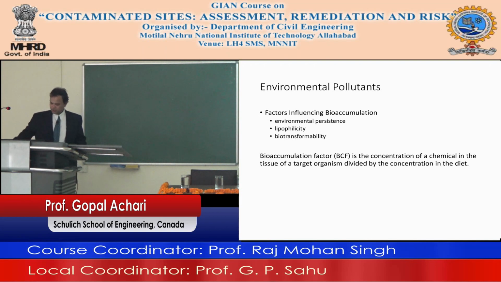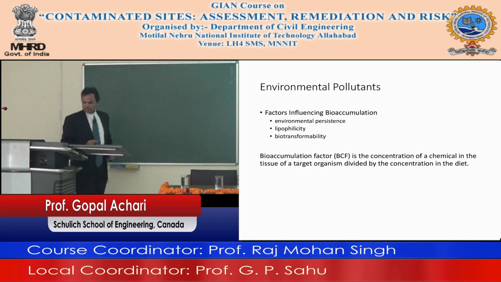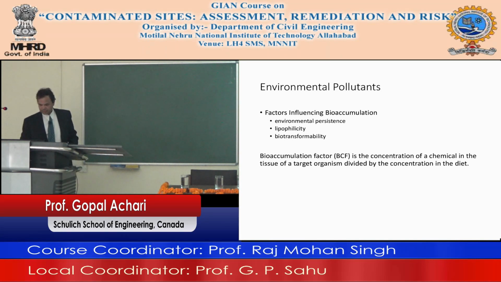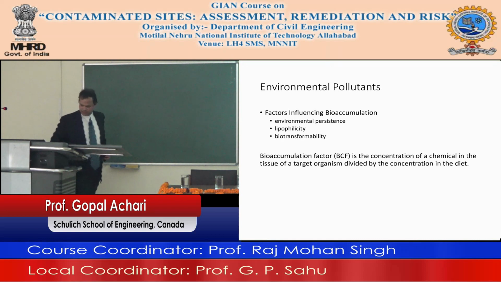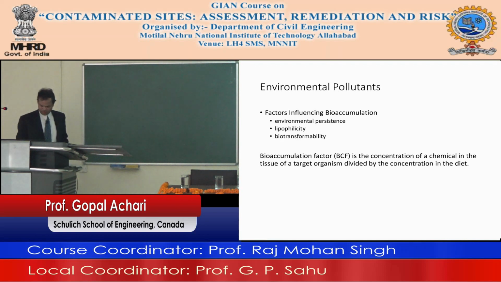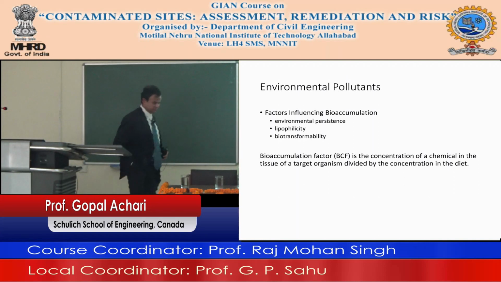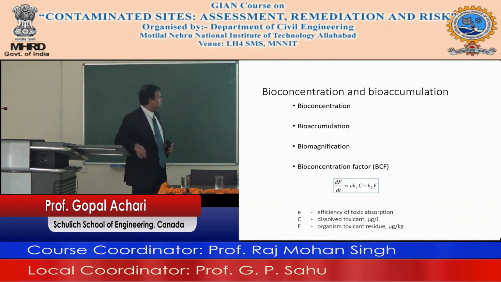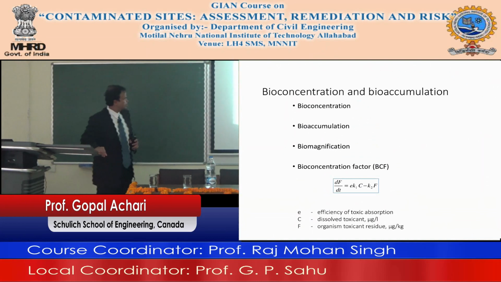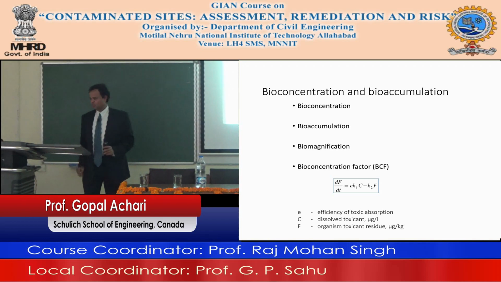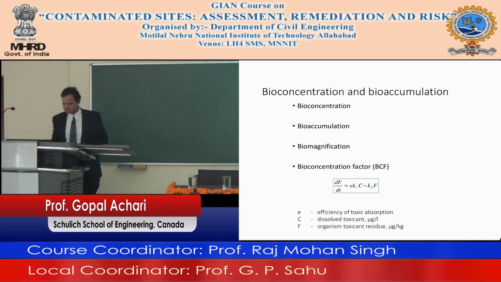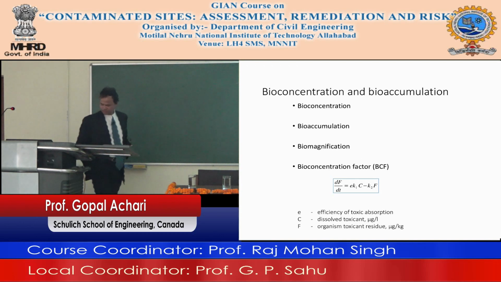So the bioaccumulation factor is the concentration of a chemical in the tissue of a target organism divided by the concentration in the diet. Okay? So these are some of the terms: bioconcentration and bioaccumulation. Bioconcentration is the uptake of aqueous toxicants through gills and epithelial cells of aquatic organisms. Bioaccumulation is slightly different: uptake of toxicants from different sources, including bioconcentration. The dangerous one is biomagnification, the process that increases the bioaccumulation as one moves from producers to predators.